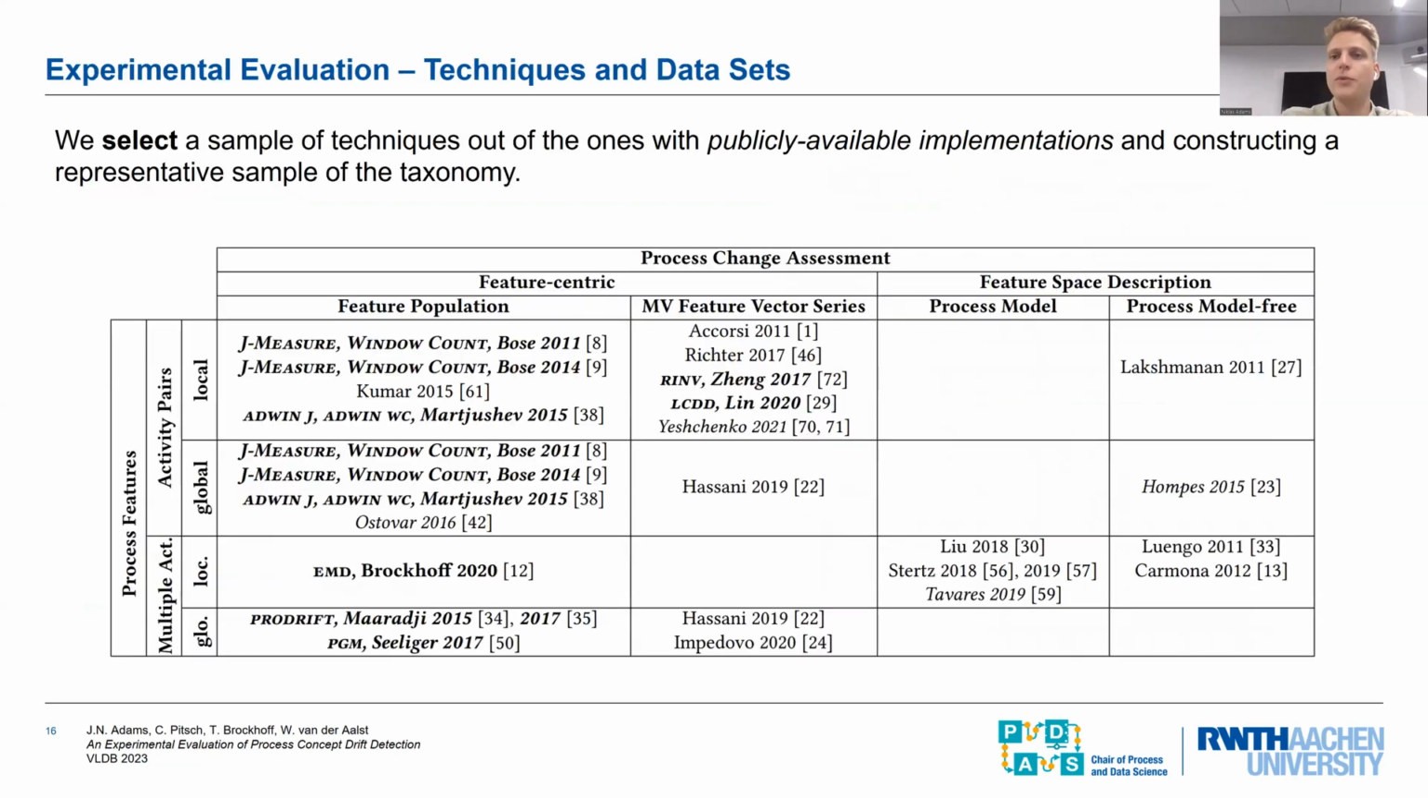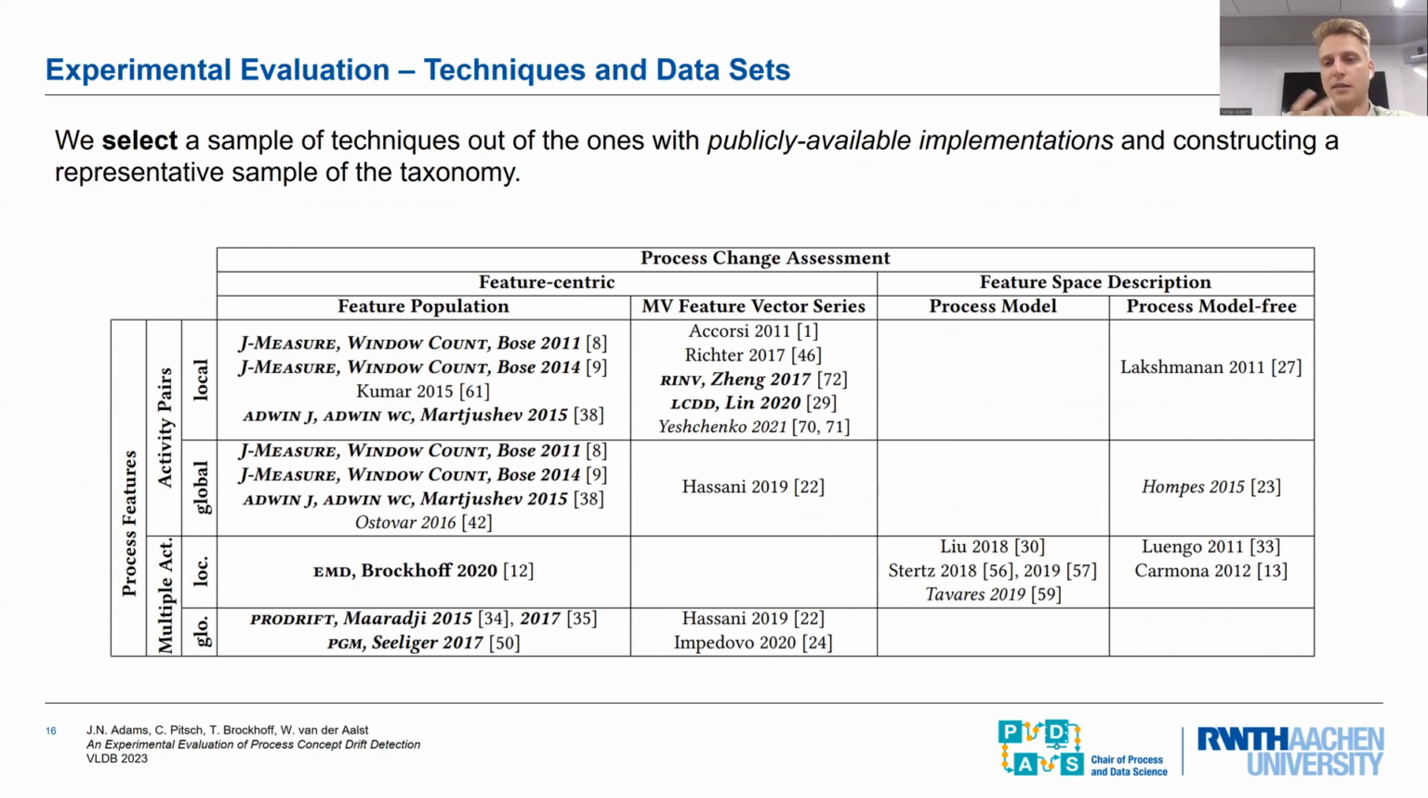We then grouped all of these techniques according to our taxonomy. You can think a bit of the feature-centric as what are often the distribution-based techniques, and the feature-based descriptions as what are often the error-based techniques. And then there are different scopes of which process features are extracted, and we grouped that and looked at where the implementations are publicly available, such that we can check our implementation.